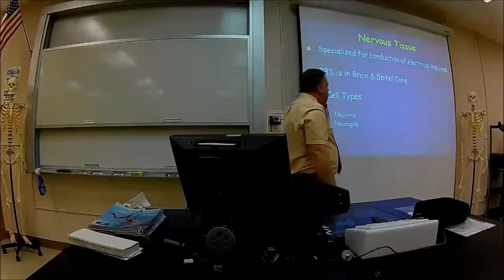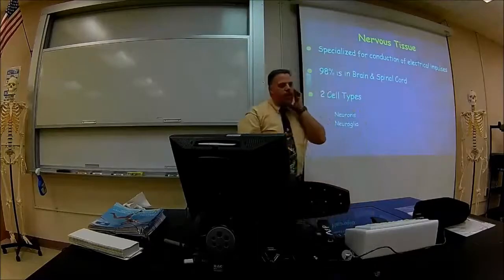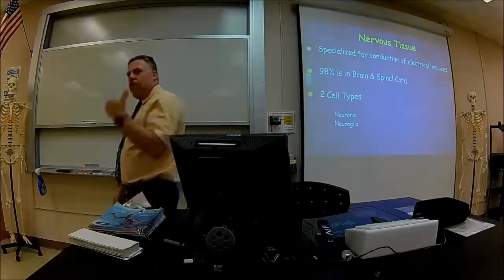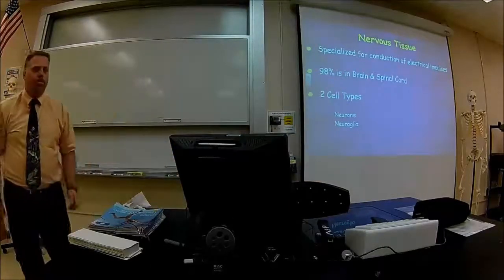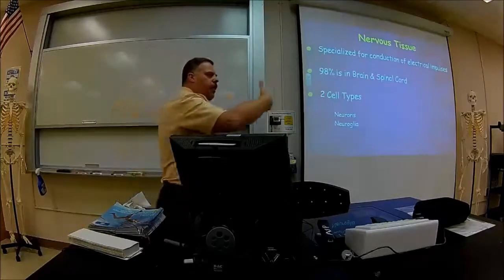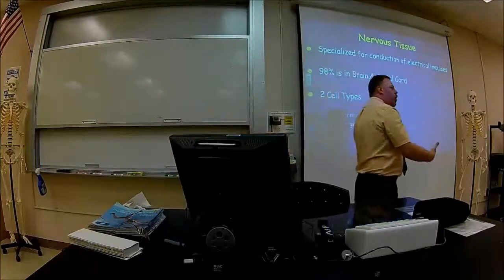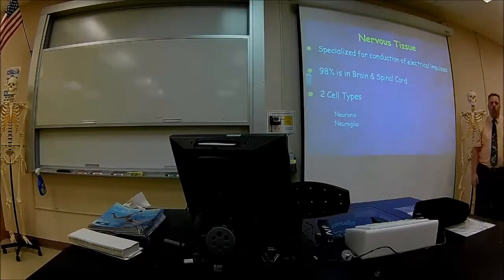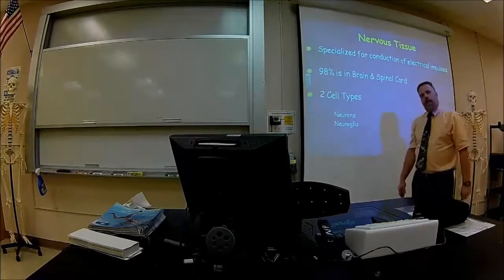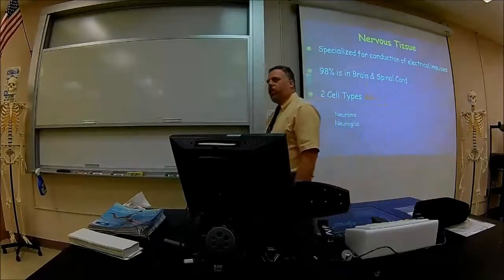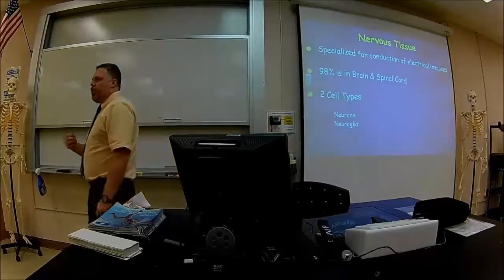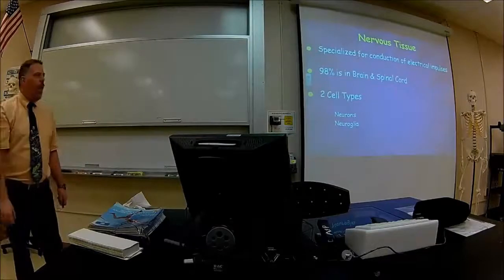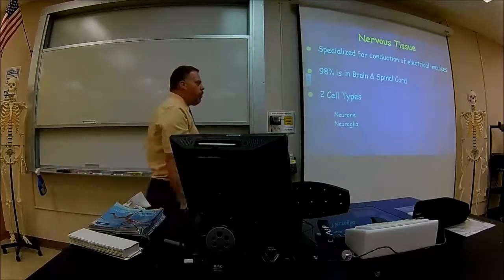Nervous tissue. Specialized cells that are going to give you these electrical impulses down what we call the neuron. There are two types of cells that you're going to see in nervous tissue. One is the actual neurons, which are the nerve cells that produce this electrical impulse. And the other is what we call neuroglia.